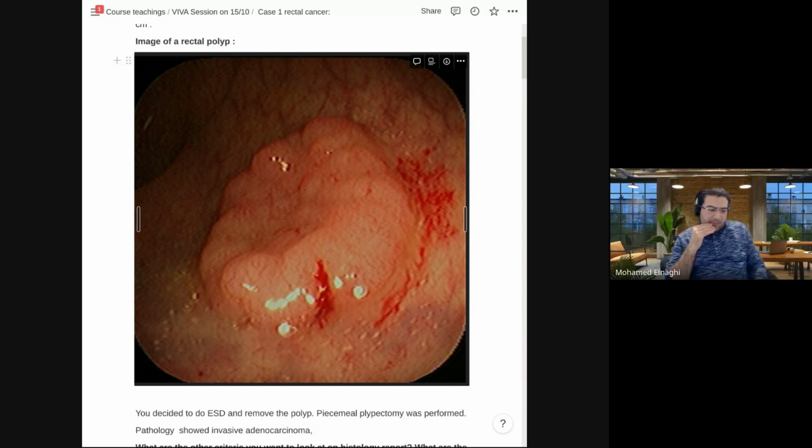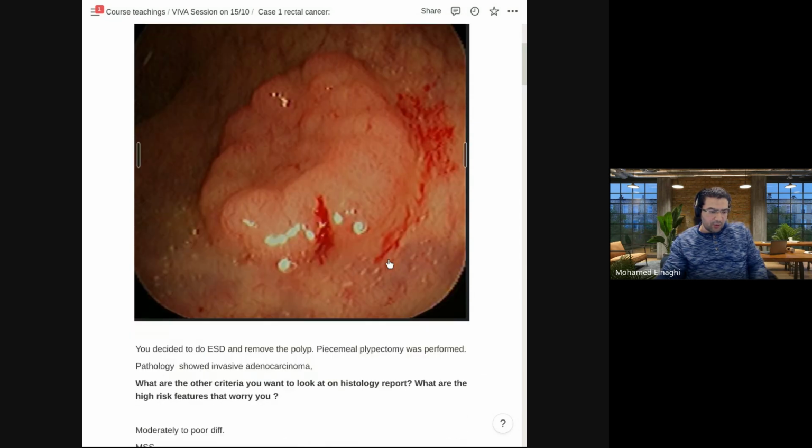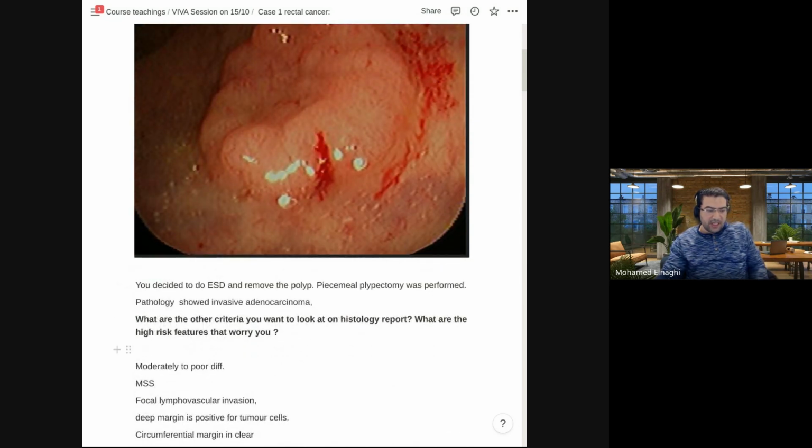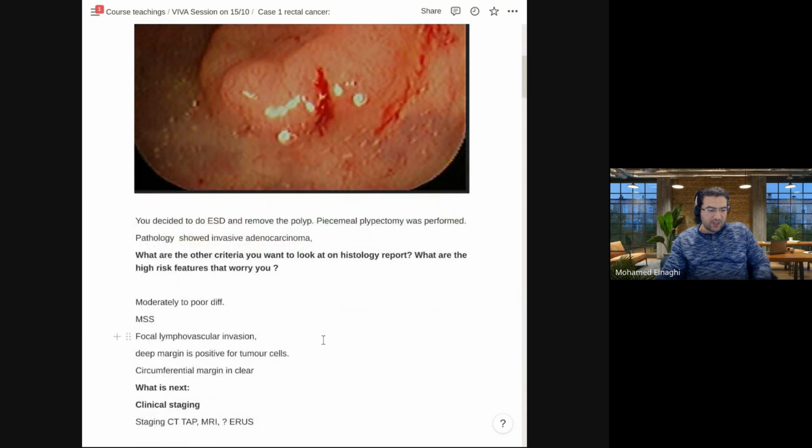Yeah. Okay, brilliant. So we're looking at the high risk features. So this is what the histology report tells you. It's a moderately to poorly differentiated adenocarcinoma. There is some focal lymphovascular invasion. Deep margin is positive for tumor cells, but they are not able to tell you any Kikuchi levels because of the destruction of the deep margin by the diathermy. Circumferential margin is clear, and the total width of the tumor is about 1 centimeter, and the tumor is MSI stable. So what next?